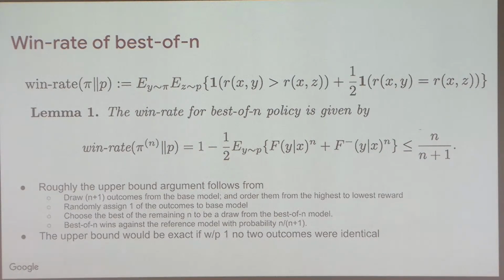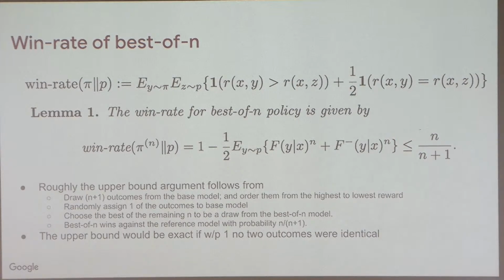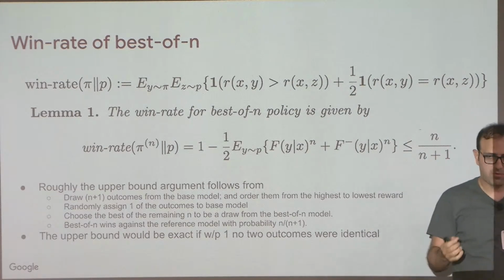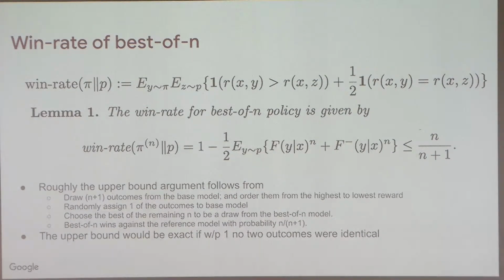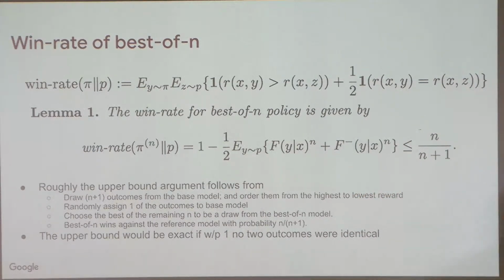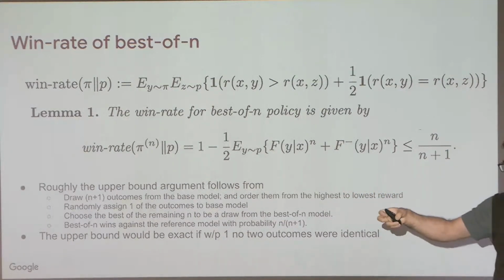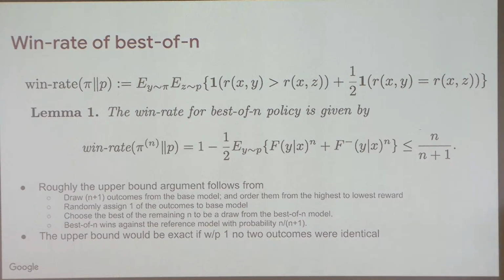Now, how do we estimate win rate for best of n? You can come up with analytical formulas for win rate, but intuitively, we can think about it as follows. Draw n+1 outcomes from your base model, and then randomly choose one of them to be associated with the base model, and the other n to be associated with your best of n model. Then out of the other outcomes, pick the best, and compare it with the one you left for the base model. The probability that the base model wins is just 1/(n+1), since that's the probability that it has the highest reward. So the win rate of the best of n model with respect to the base model is n/(n+1).